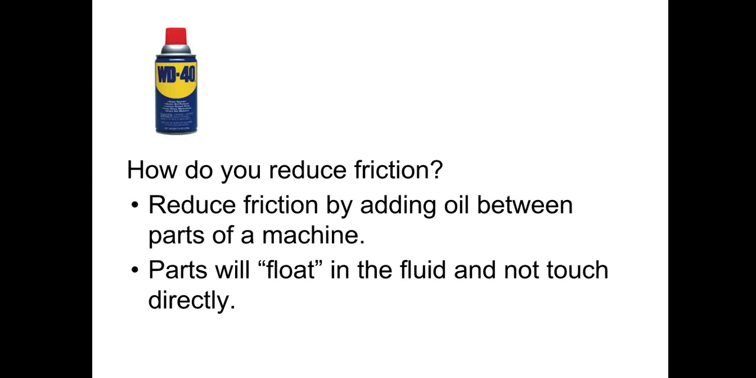So how do you reduce friction? What if you have too much friction? You have to add oil between the parts of a machine. Machines really use a lot of energy to try to overcome friction. That's what makes machines more efficient or less efficient, is really based on the amount of friction that they have.